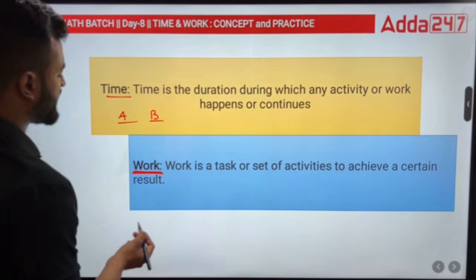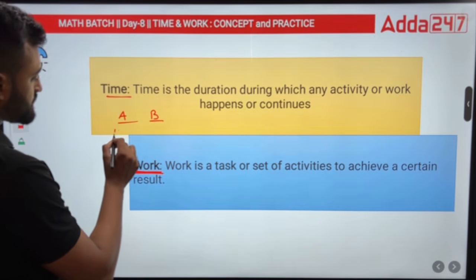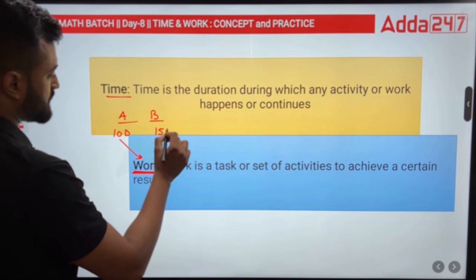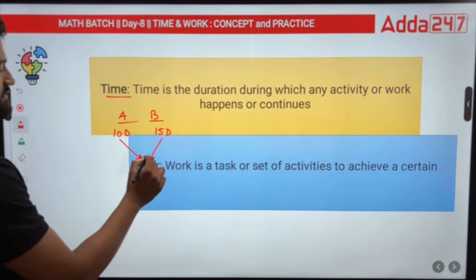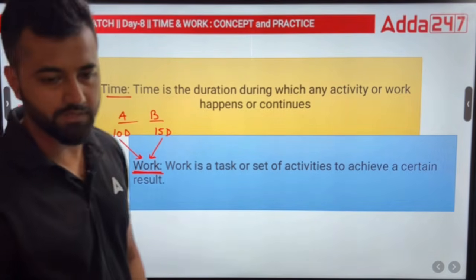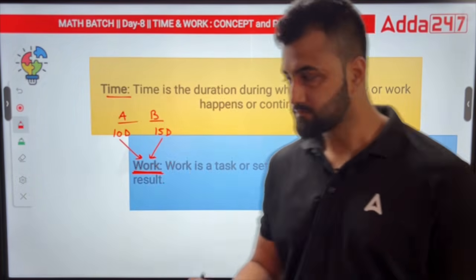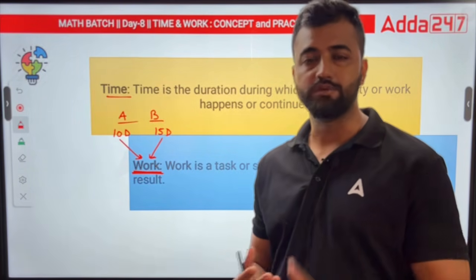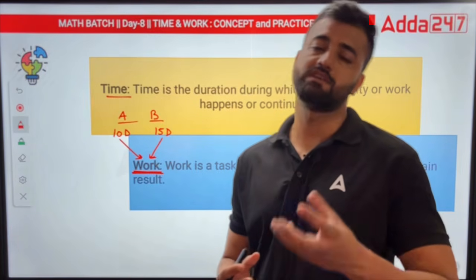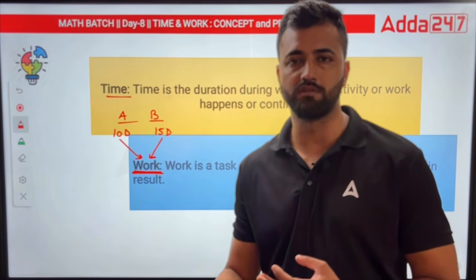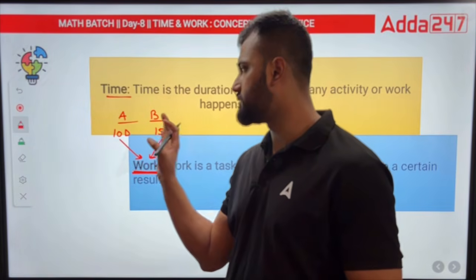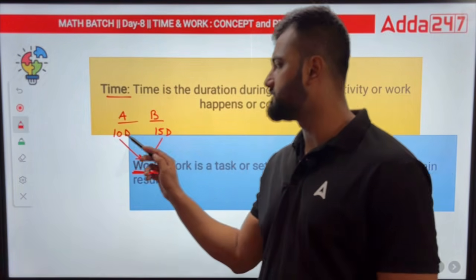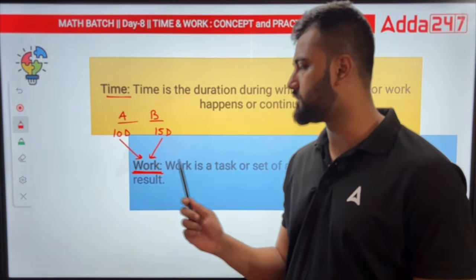For example, suppose A takes 10 days to complete this work and B takes 15 days to complete this particular work. That means A works better than B, because in this chapter whoever consumes less number of days or less time or less duration is considered to be better as compared to the other person, because by the time B completes the work, A has already completed the work. So that is why we need time to compare them on the basis of work.